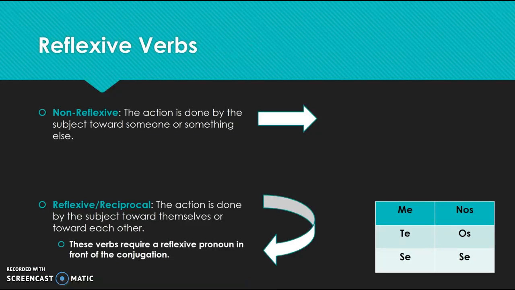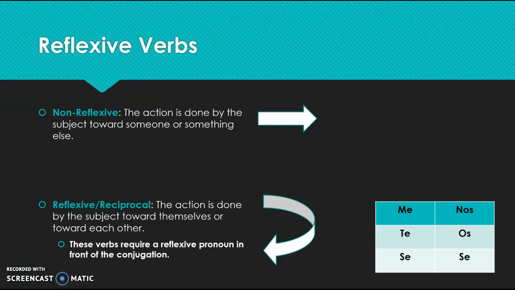The last type of verb is a reflexive verb. And now, any verb can technically be a reflexive verb. It depends on the type of action that we're talking about. Most verbs are non-reflexive, meaning the action is done by the subject towards someone or something else. So they're doing the action outwards. The arrow's going out to or towards someone or something else. Like, I wash the car. He washes the dogs. The person doing the action is doing it towards someone or something else.